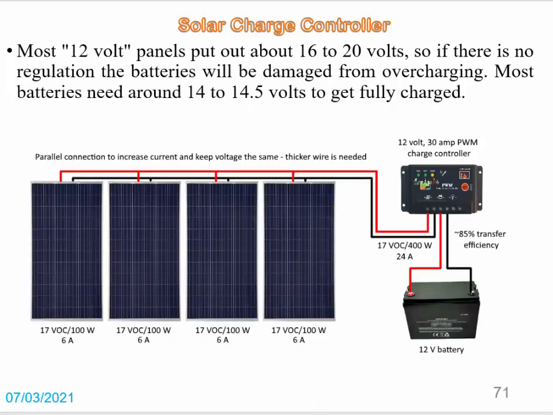This is a very important point. Most 12-volt panels put out about 16 to 20 volts. So for example, we have these four panels, and these four panels are connected in parallel because the negative is connected to the negative and the positive is connected to the positive terminals of the other panels. We can see the open circuit voltage, VOC, for each panel is about 17 volts. And we can see our battery needs 12 volts.